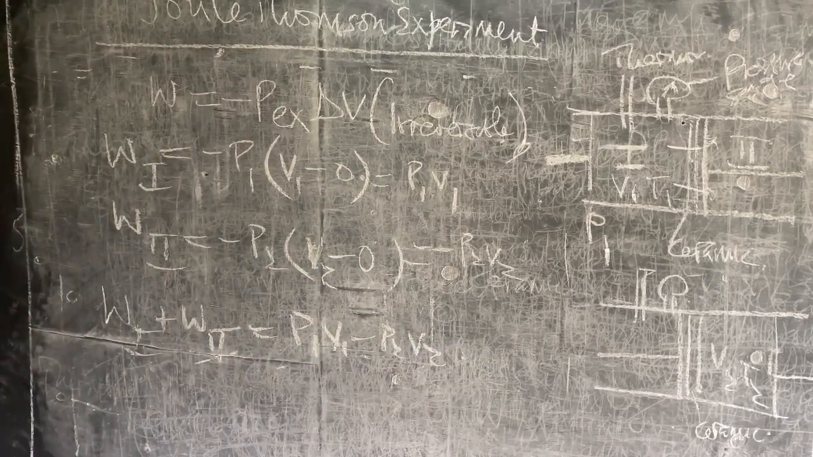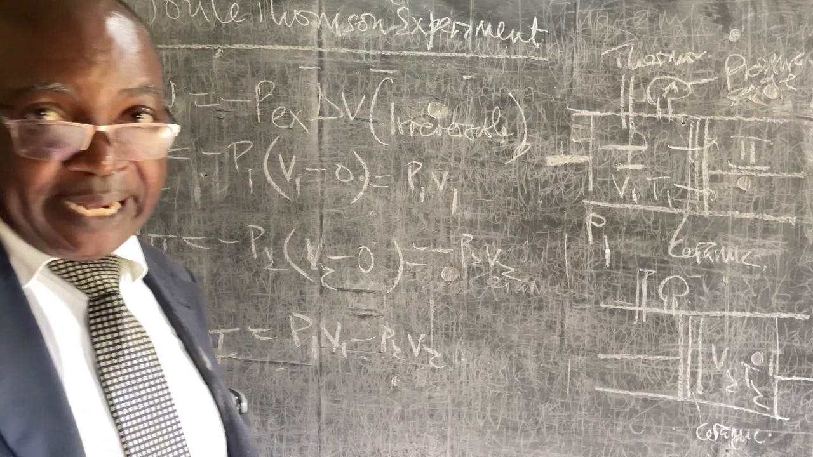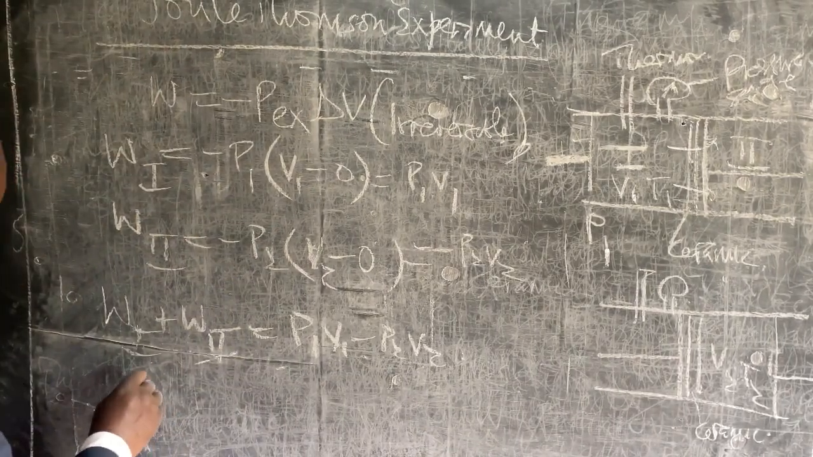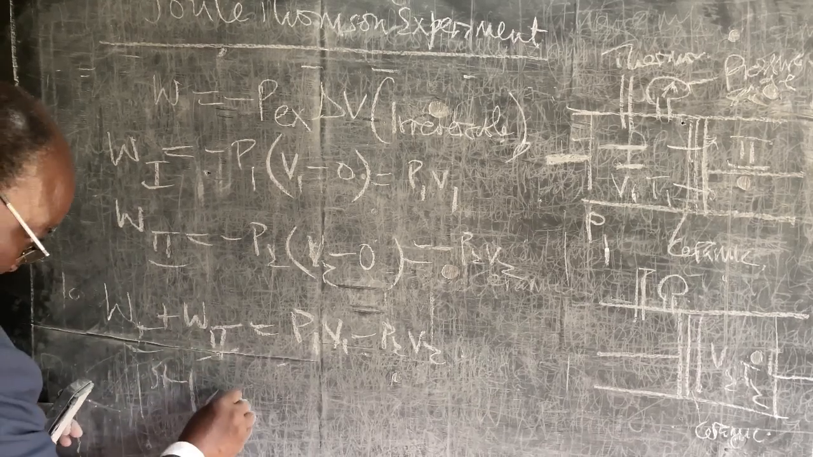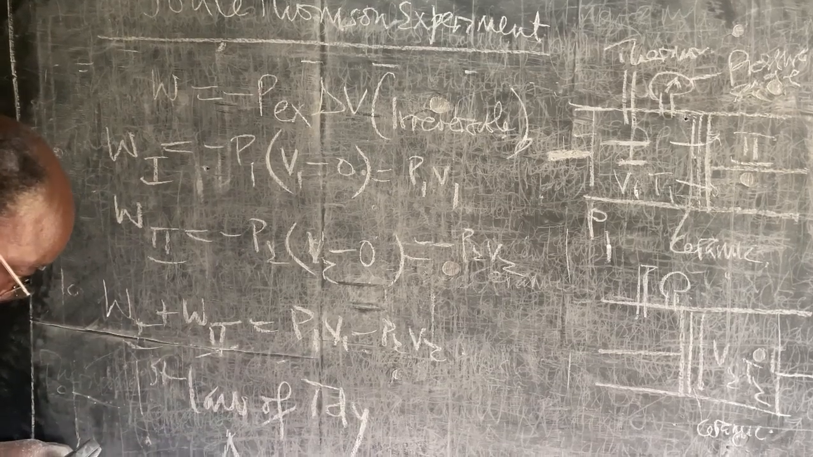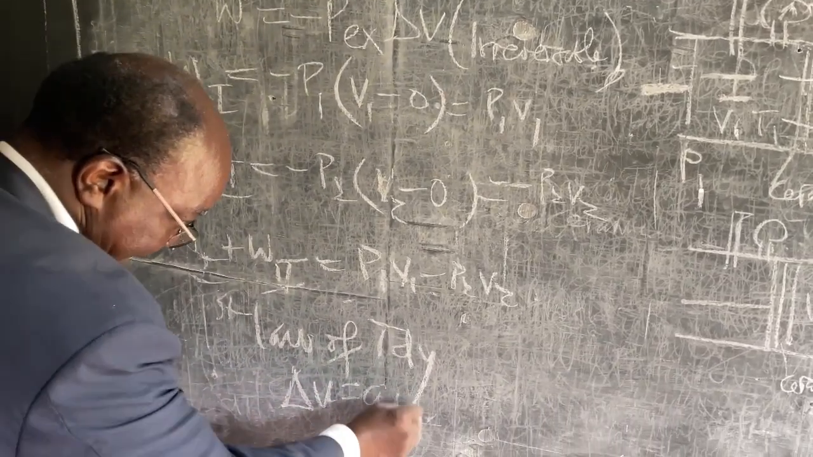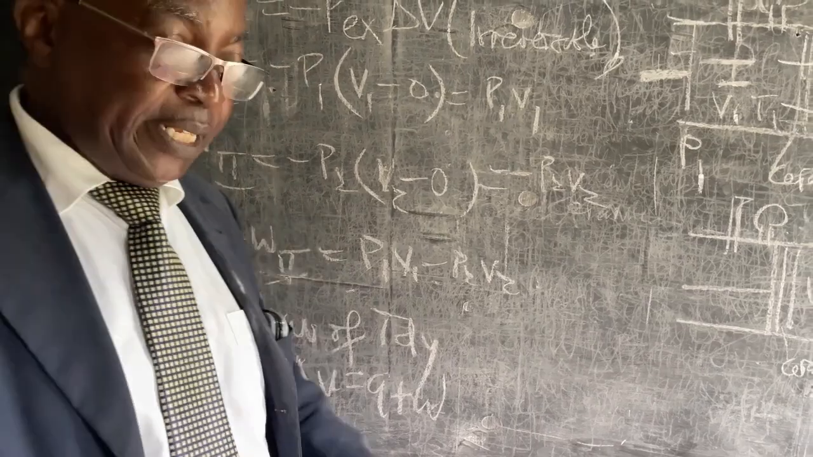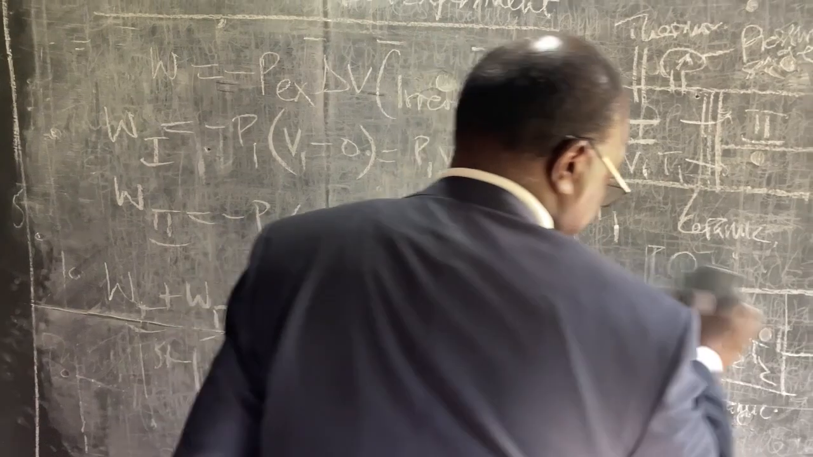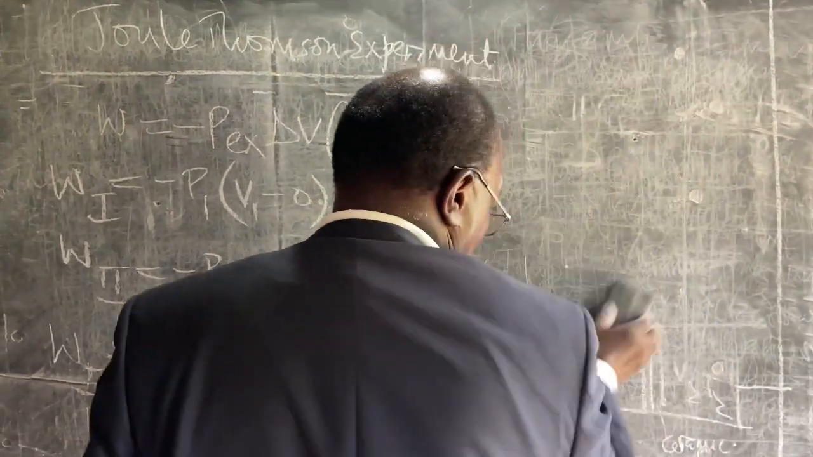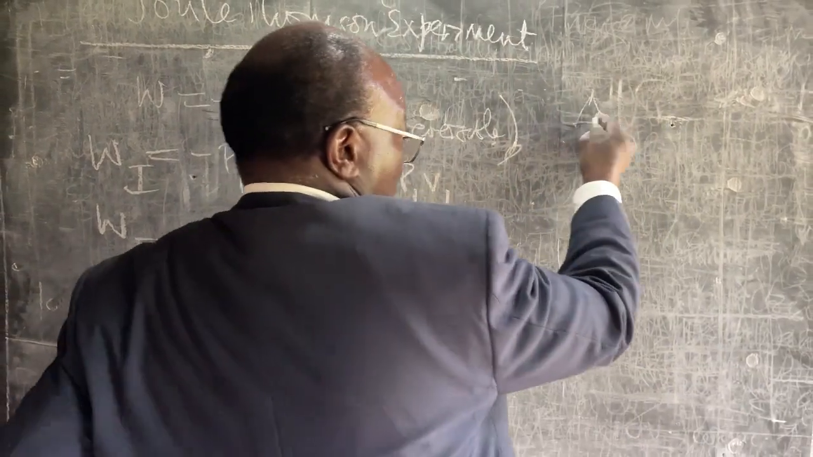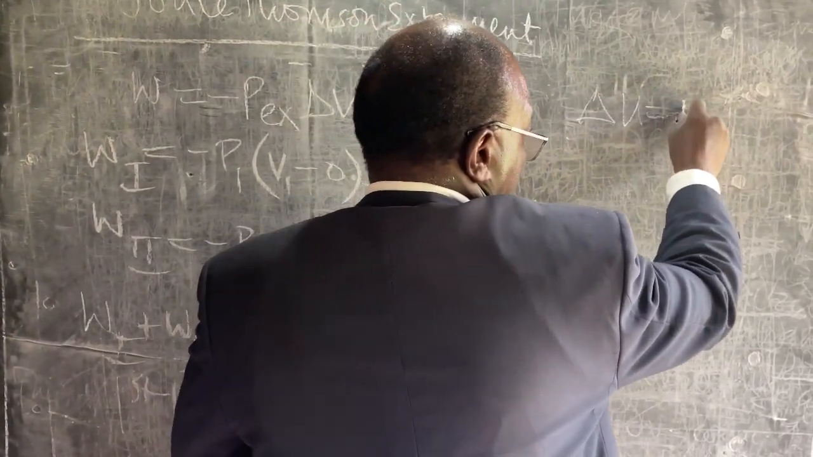Now, remember that we did this experiment under adiabatic conditions. Therefore, going back to the first law of thermodynamics, we say that delta U is equal to Q plus W. And since it's adiabatic, that means there's no heat transferred into or out of the system. So we can put that Q value as 0. So we have delta U is simply equal to W.